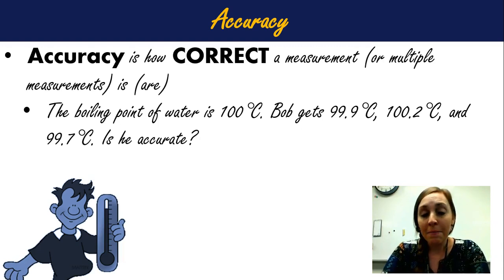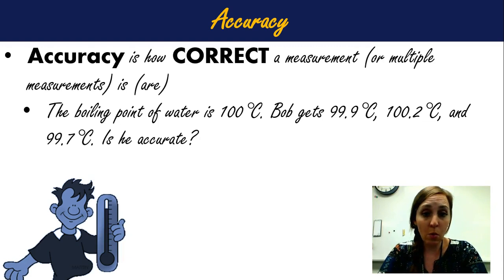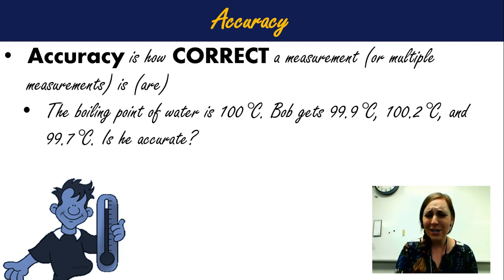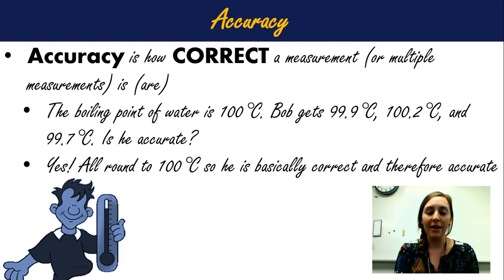So Bob measures 3 different waters that are boiling, and he gets 99.9 degrees Celsius, 100.2 degrees Celsius, and 99.7 degrees Celsius. So is he accurate? Well, is he correct? Is he right there on the right answer? If you notice all of these, if you chop off that last sig fig, pretty much rounds to 100 degrees Celsius. So yes, since they all round to 100 degrees Celsius, he is basically correct and therefore accurate.